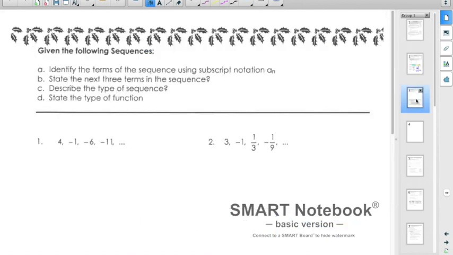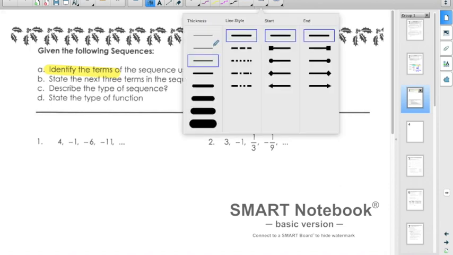It's giving us some exercises. Given the following sequences, part A, identify the terms using subscript notation. Part B, state the next 3 terms in the sequence. Part C, describe the type of sequence, and then part D, state the type of function. So really all 4 of these go hand in hand with each other, maybe except for part A, but it still should be simple with the exercises that we've been doing in class with our notebook. So let's go ahead and solve these.